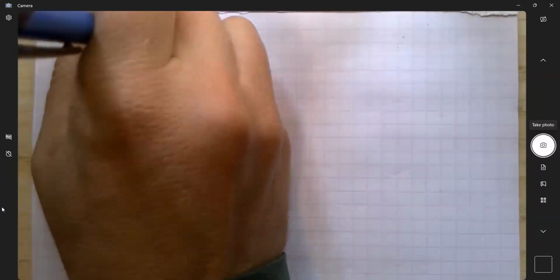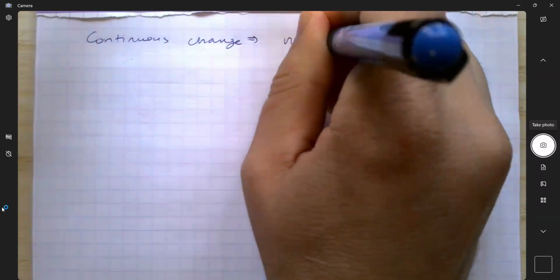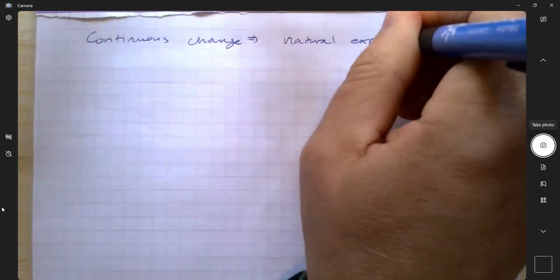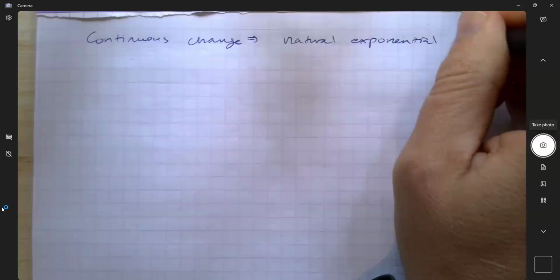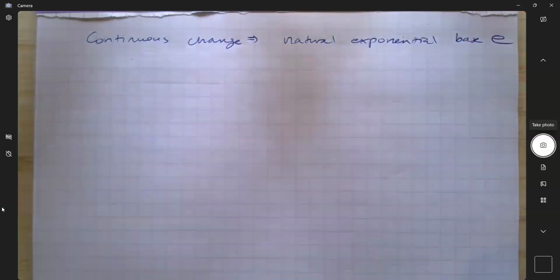All right, so that's a useful tool. Now let's look at a couple different ways to model systems. So we can look at continuous change. This is always going to involve the natural exponential base, e.